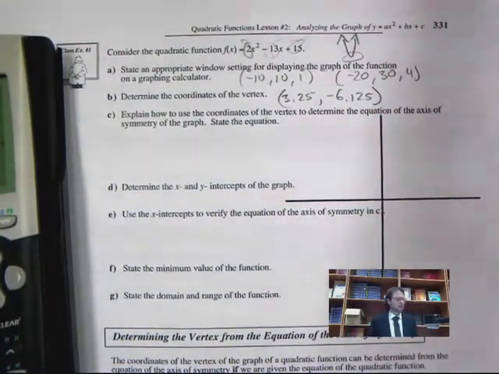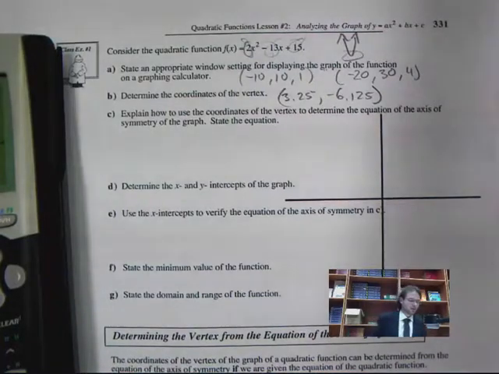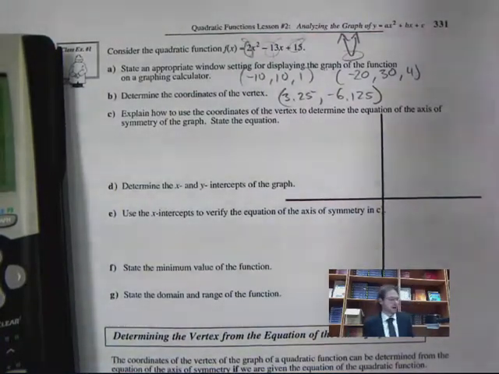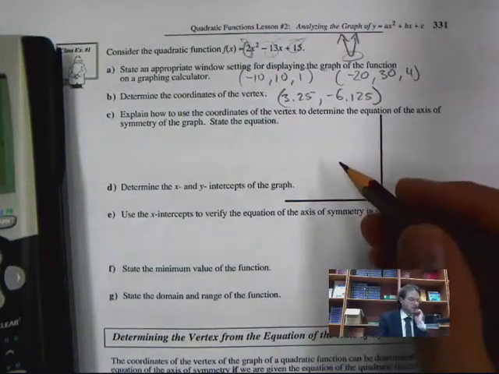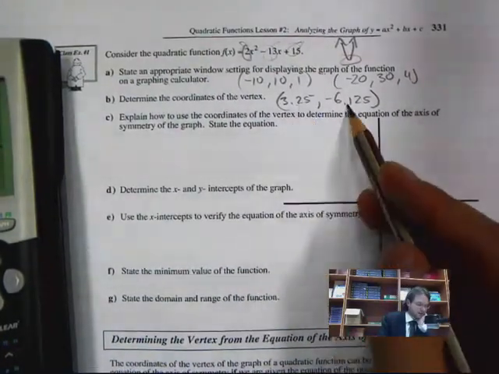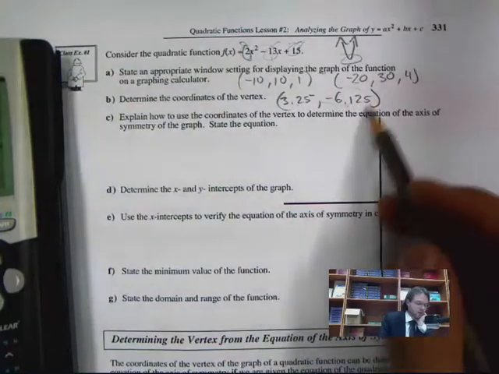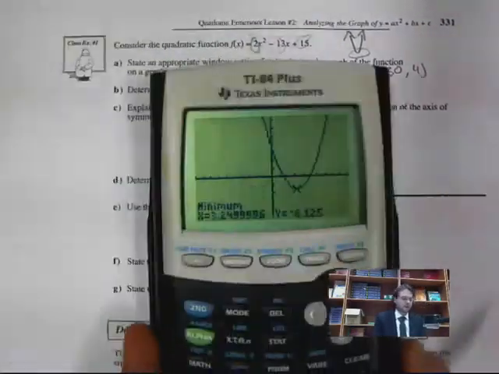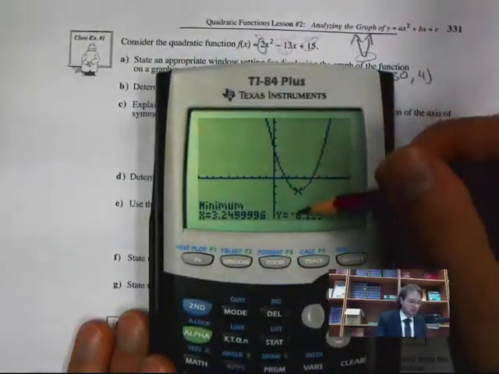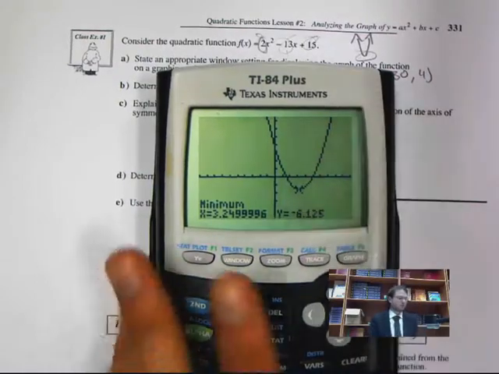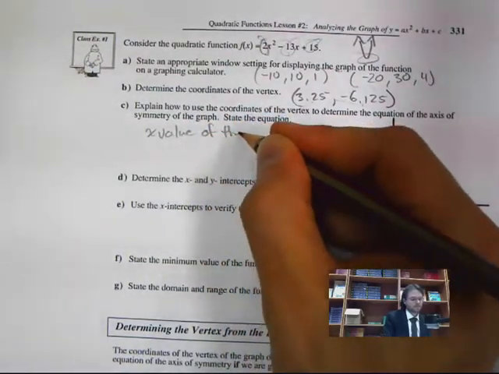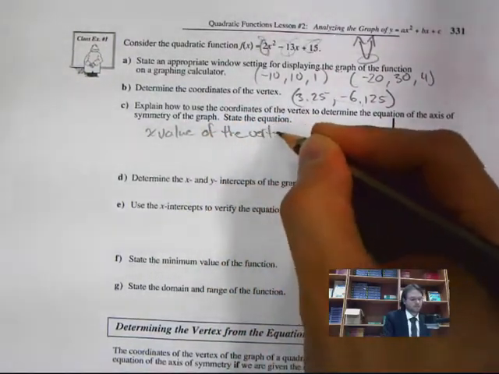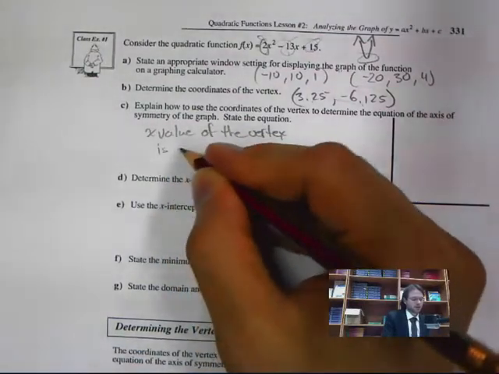Okay? So explain how to use the coordinates of the vertex to determine the equation of the axis of symmetry. Okay, so the axis of symmetry, how can I use this? Well, my x value here is my axis of symmetry, isn't it? So the x value of the vertex is my axis of symmetry.